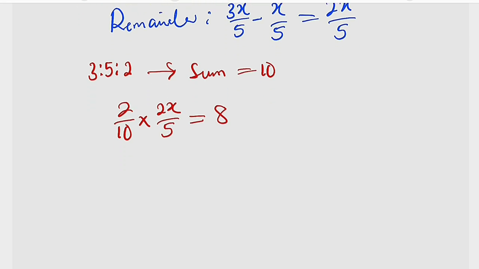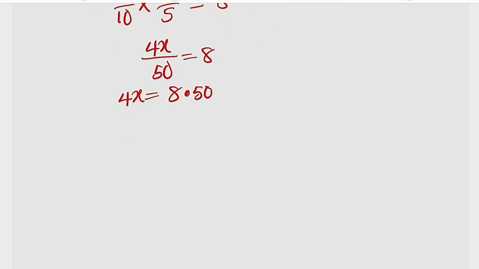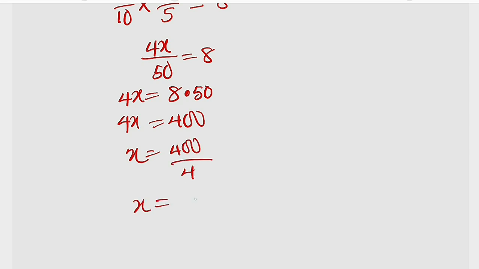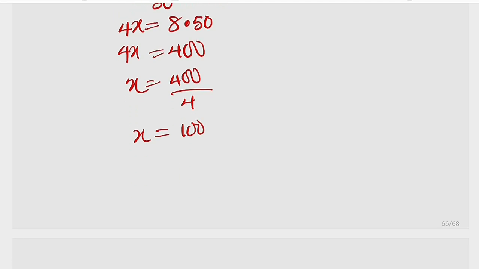We are going to simplify this and solve for x. 2 times 2x will give us 4x. 10 times 5 is 50. This is equal to 8. 4x will be equal to 8 multiplied by 50, and this is 400, right? So x will be equal to 400 divided by 4, and x is equal to 100. So it implies that the total number of acres is 100. So there are 100 acres.